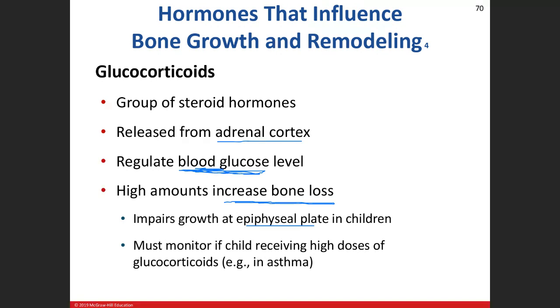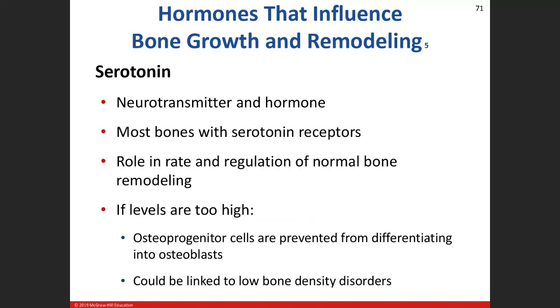Problem is, if they're chronically receiving high doses for long periods of time, you're going to see bone loss. I've seen x-rays on children where at first glance I thought I was looking at an 80-year-old woman with osteoporosis, because the cortex of the bone was so thin. They were having issues. So glucocorticoids are not good to be given in long-term dosages for kids, especially for bad asthma.